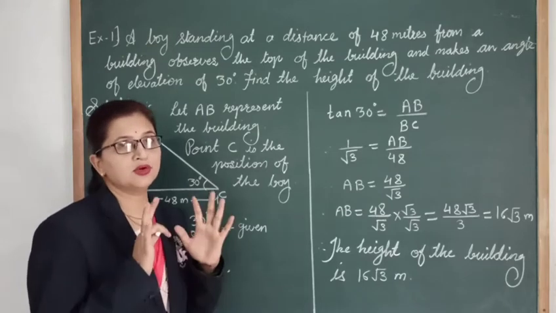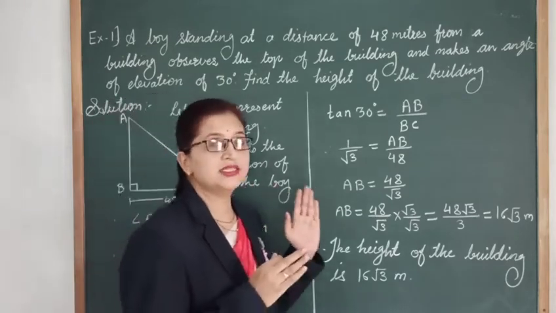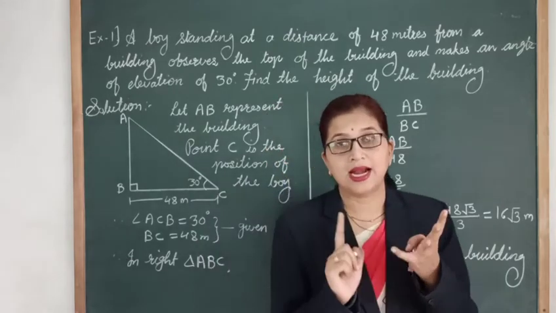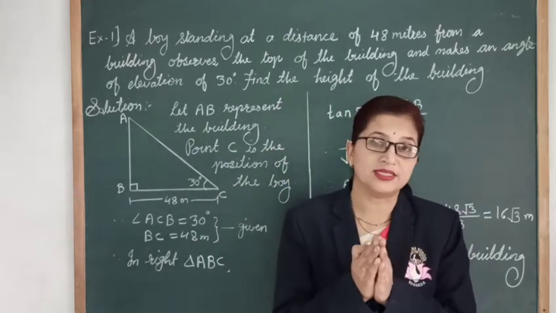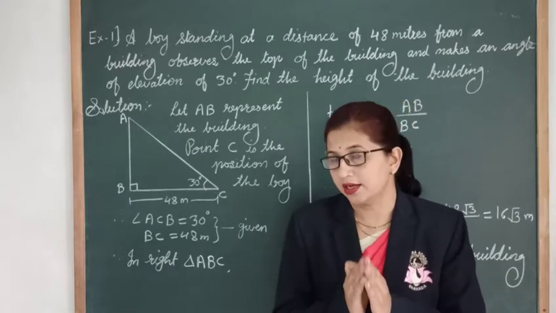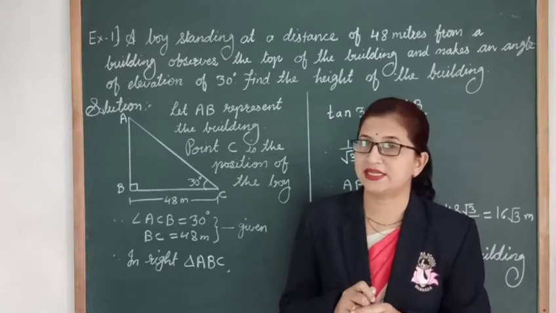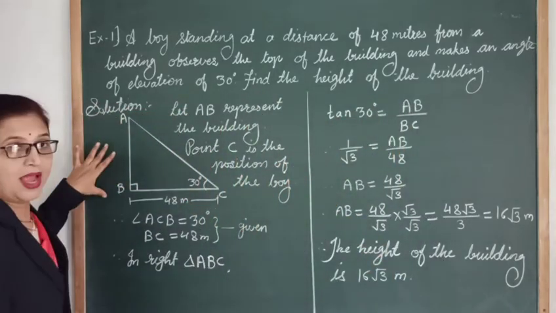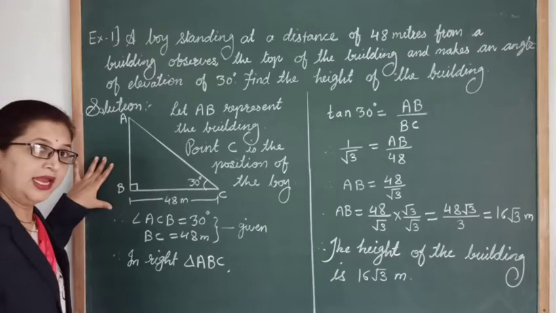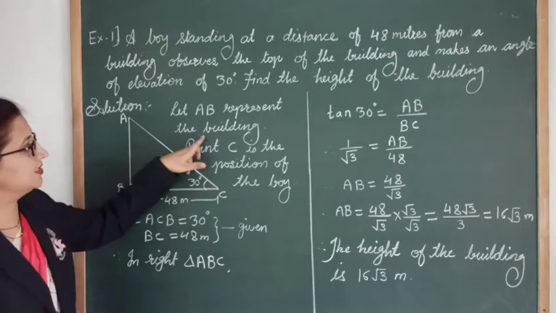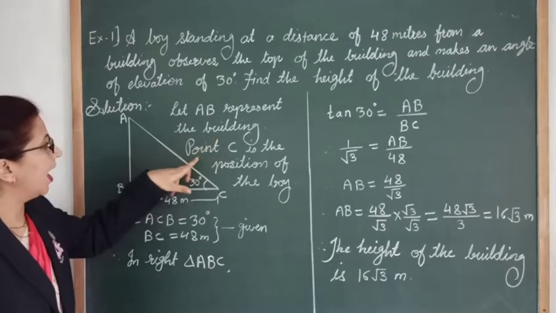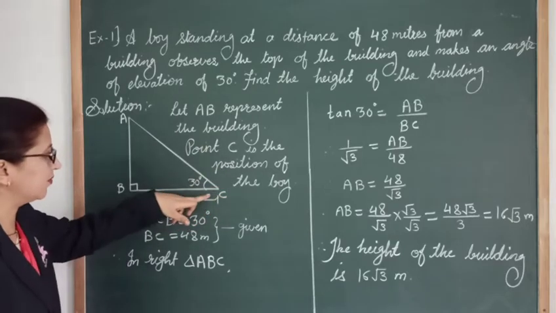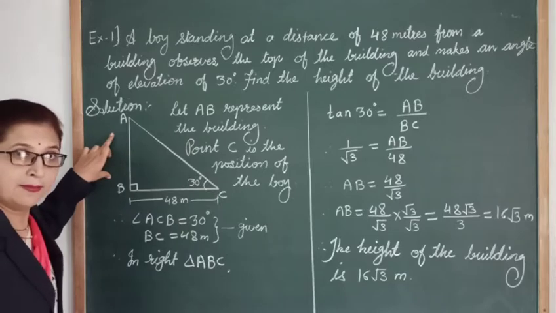As I told you, in such questions, a tower, building, tree or lighthouse we have to consider as perpendicular to the ground, and we have to represent it in the form of a diagram. Here I have drawn the triangle ABC, in which AB represents the building, and point C is the position of the boy.